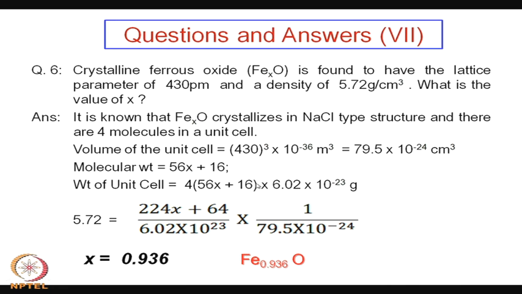If there is a mistake, you can rectify it, and ultimately x will come from this equation as 0.936. So, x becomes Fe 0.936 O. That is how, in principle, you can find out from the density and the lattice parameter the value of non-stoichiometry. I am sorry, there is a little mistake here, please correct it.